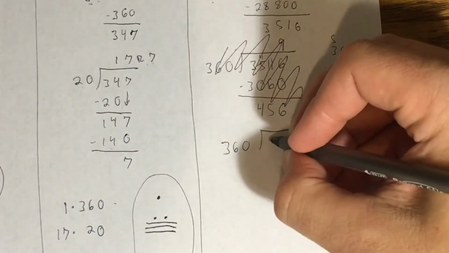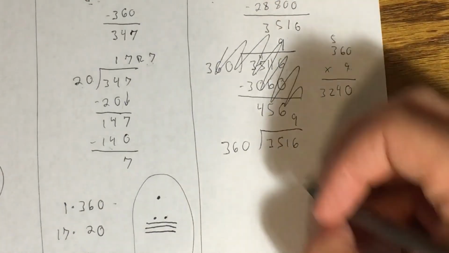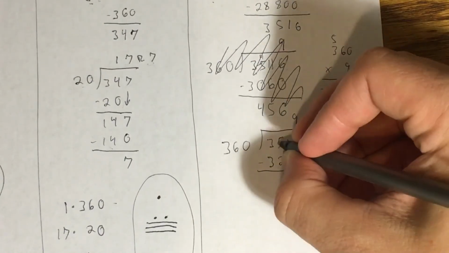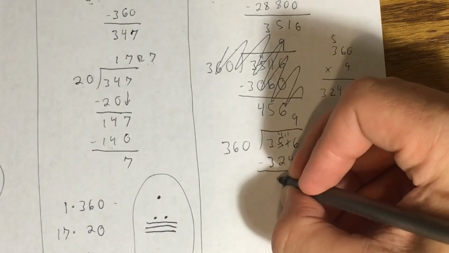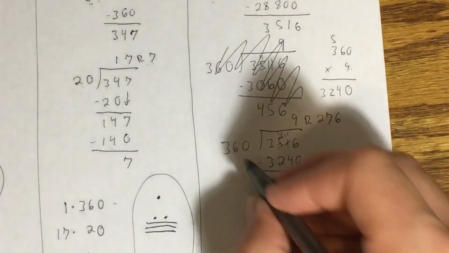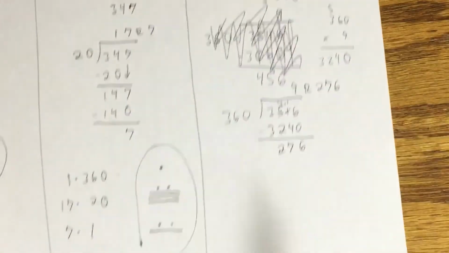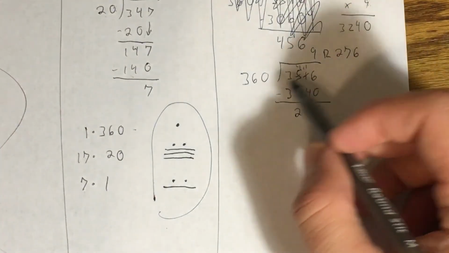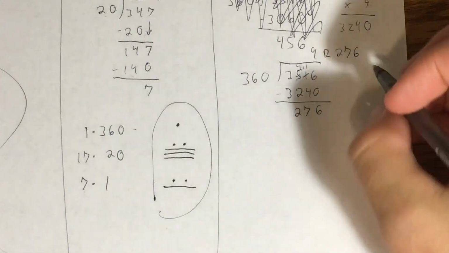360 into 3,516. That's going to be 9 times as we suspected. This should be 3,240. Okay, now we got it. There we go. That makes more sense. Remainder of 276. Remember, your remainder should be smaller than your divisor. Okay? This is what I get for not working that out with a calculator or checking my work beforehand. Just winging it here. 360 left me with a remainder of 276. And remember, we go down to the next place value from there.